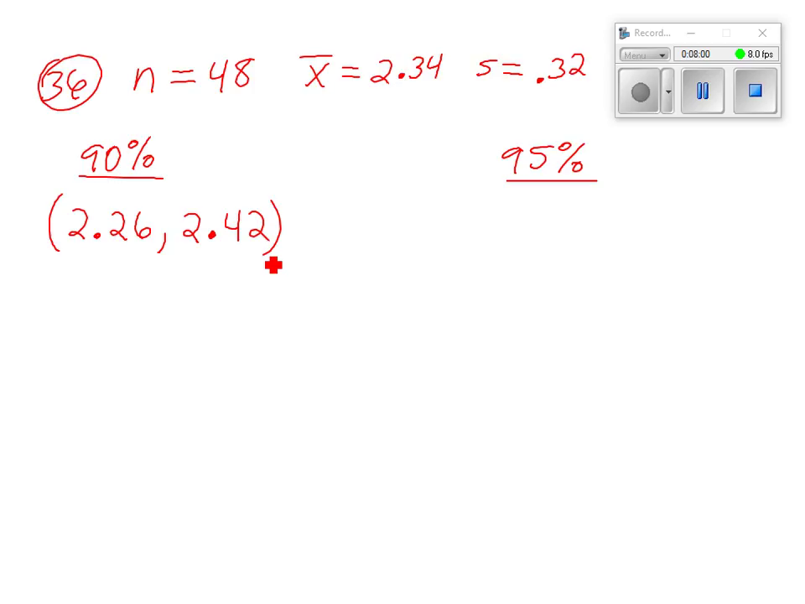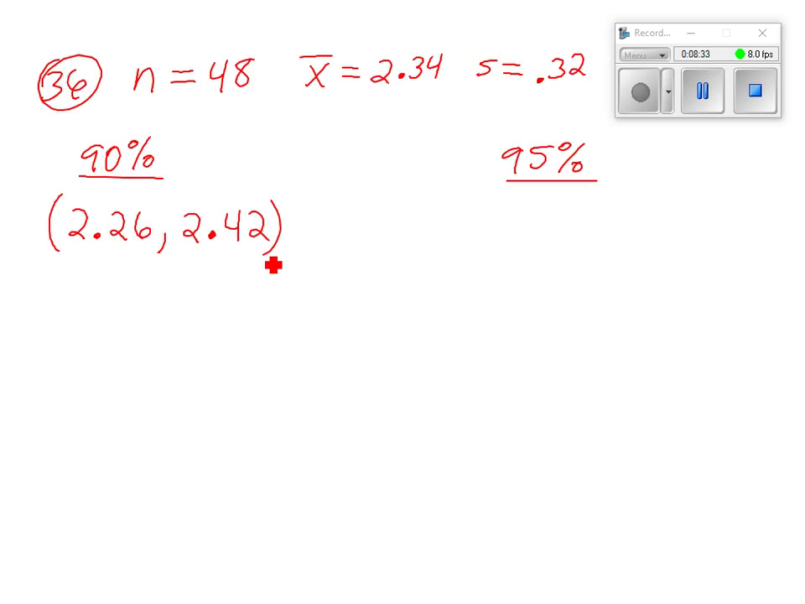Now, once you do, the reason they're asking you to do it twice like this is because when I hit stats and go to test and down to Z interval, all that stuff's still in there. All you've got to do is change that one thing, right? A lot of the problems did this. They said, for this one, use all the information from this, but change S, or change X bar, or change the confidence interval, or whatever.